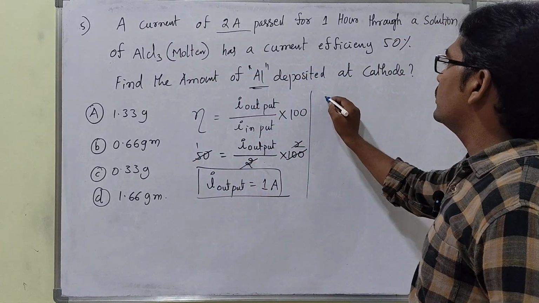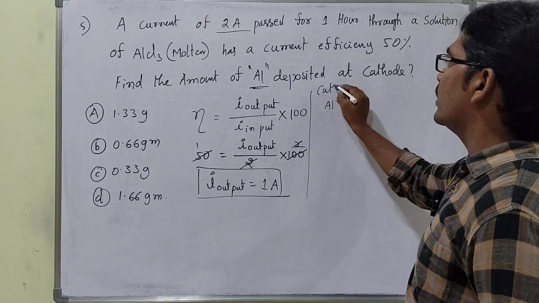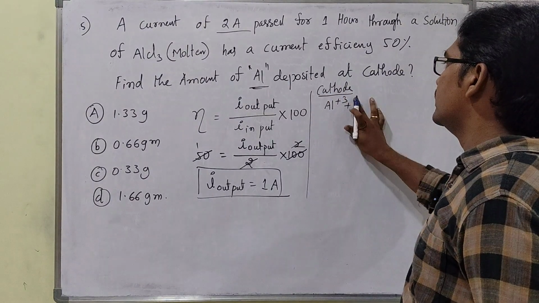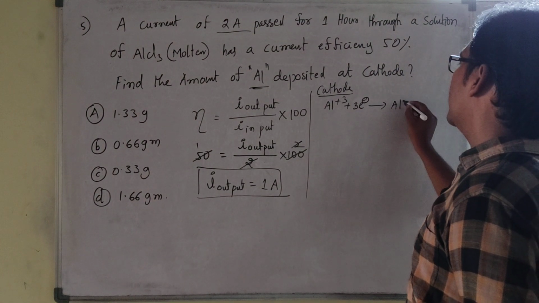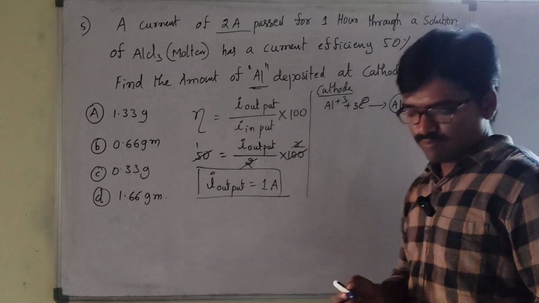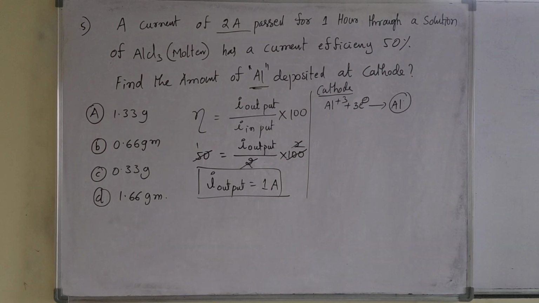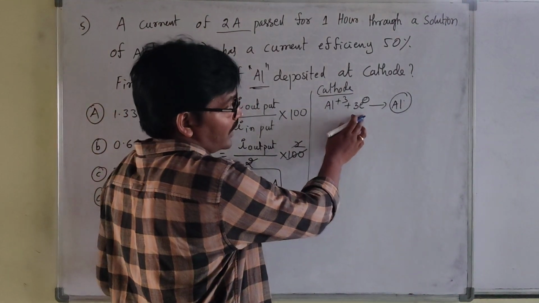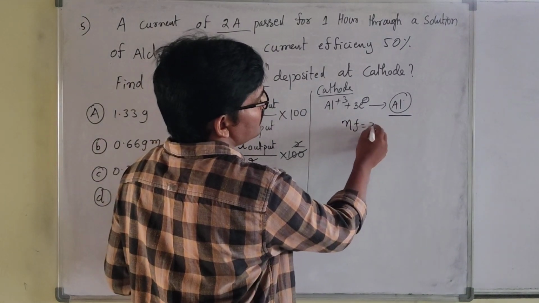So for aluminum at the cathode, what happens? Near the cathode, what happens? Reduction happens, right? 3 moles of electrons, then it will be converted into Al, aluminum. Sorry, the power went off, one minute. Yes, look my dear students. So Al+3 takes 3 electrons and aluminum gets deposited. So the n factor you get is 3.